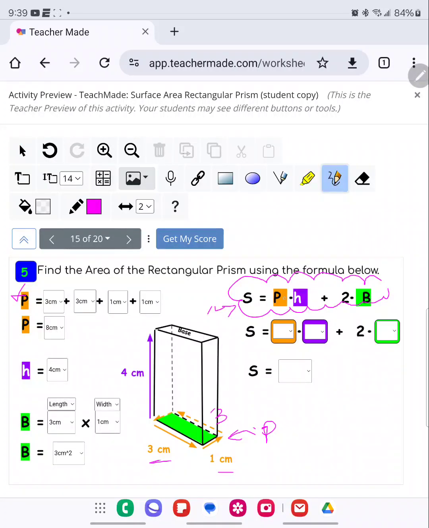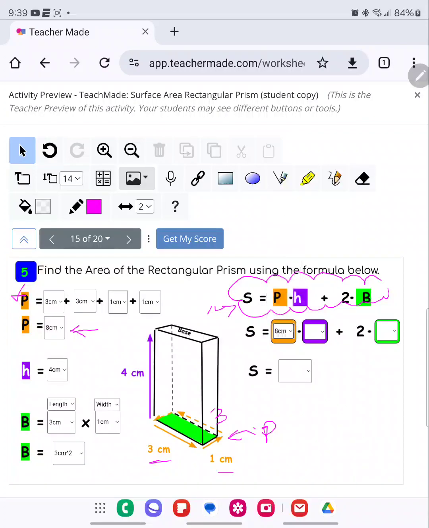So the formula is perimeter times the height plus 2 times area of your base. So look at how simple this is. What was your perimeter? So if we look over here, the perimeter was 8 centimeters, right? That was the distance around the green rectangle at the bottom. So we're just going to put 8 centimeters right there.